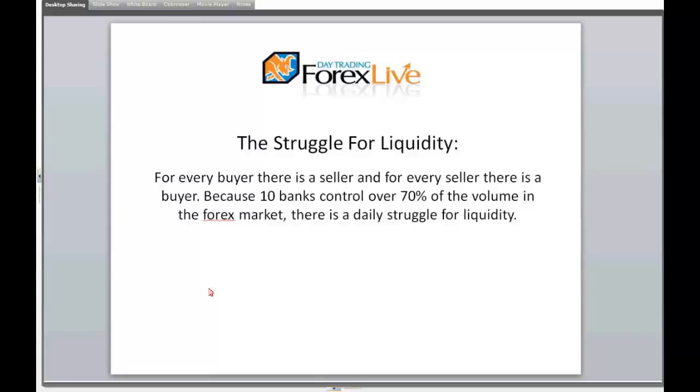So with that being said, we need to start looking at the market from a slightly different perspective. It's just like the picture from the Wizard of Oz: pay no attention to the man behind the curtain.